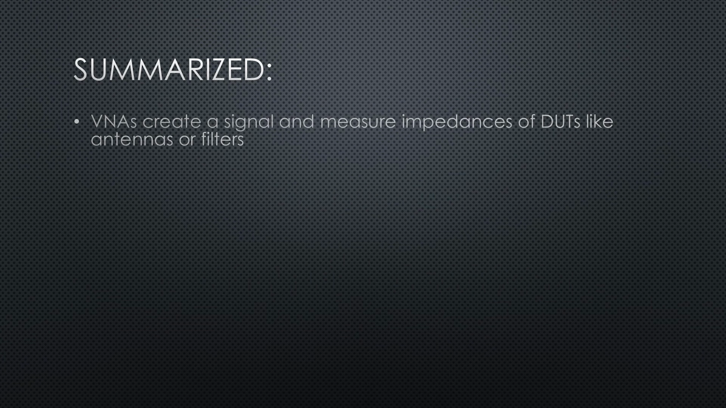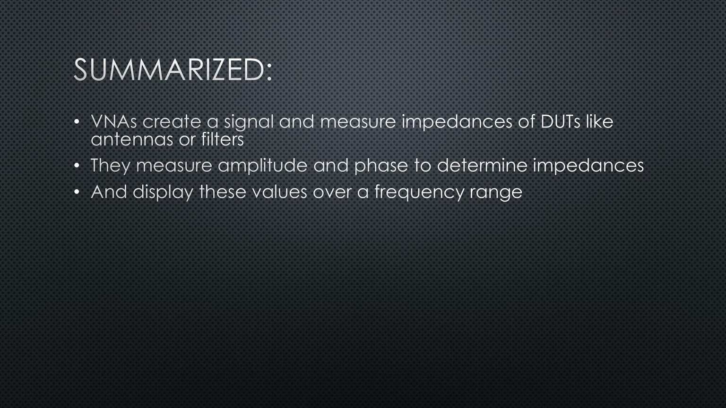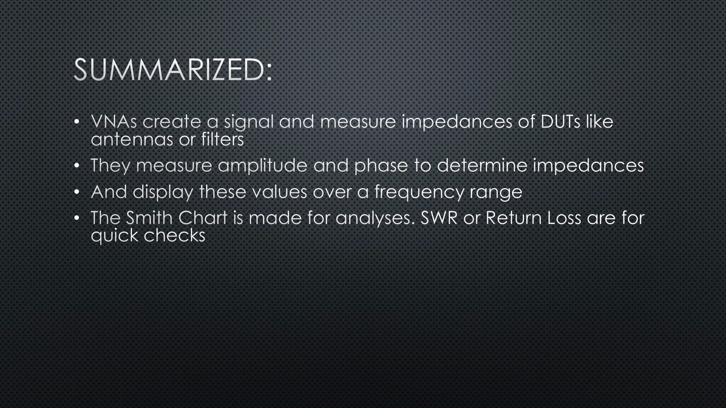Summarized, VNAs create a signal and measure impedances of DUTs like antennas or filters. They measure amplitude and phase to determine impedances. They display amplitudes, phases and impedances over a frequency range, either in XY charts or in a Smith chart. The Smith chart is made for systems analysis. SWR or return loss curves help for quick checks.